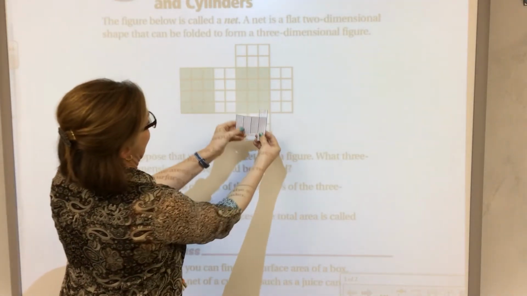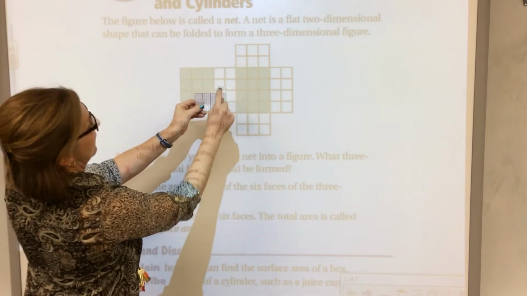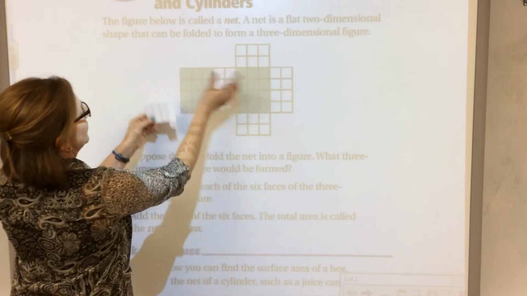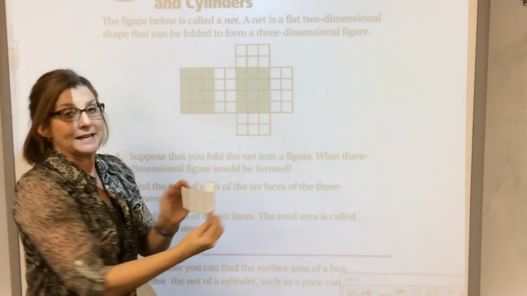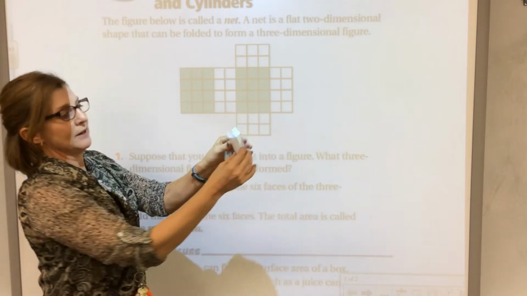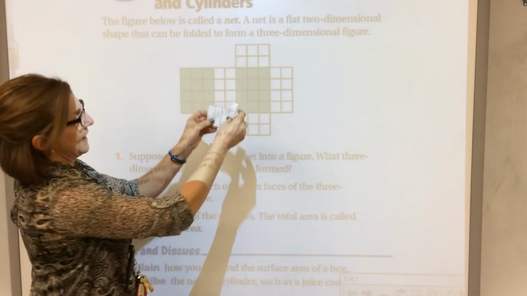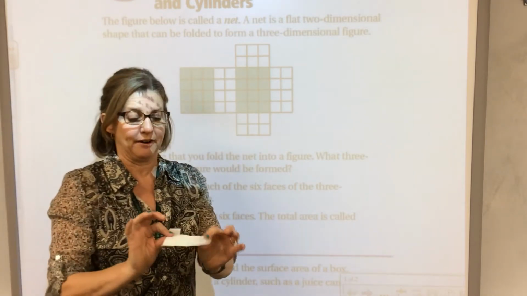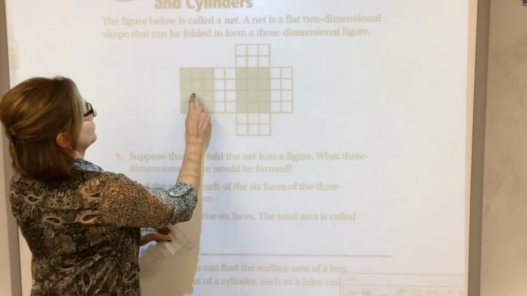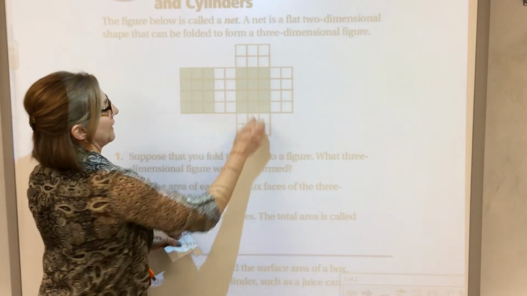If I open it flat, this one looks a little different because I've got the end flaps at the end instead of over here, but it's still the same idea, okay? So this one has been opened up like this one and laid flat as its net, and we're trying to find the surface area, okay? So we want to find the area of all these rectangles. There's 1, 2, 3, 4, 5, and 6.